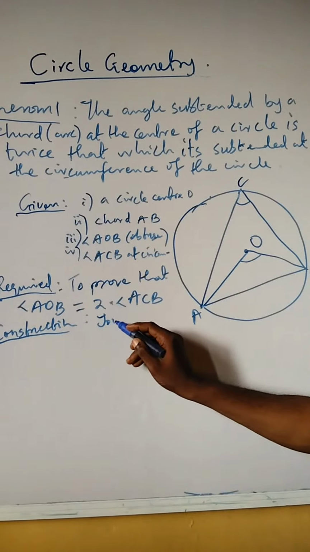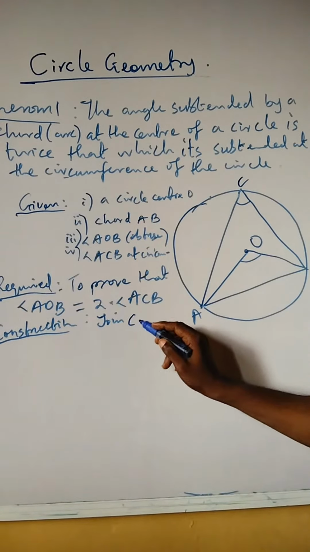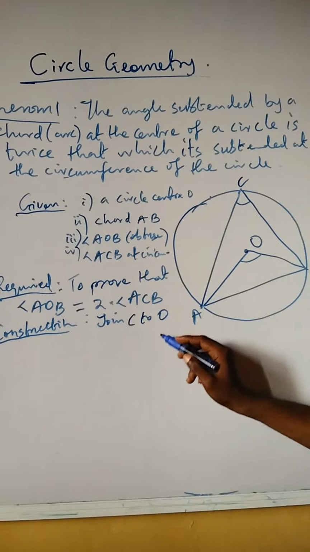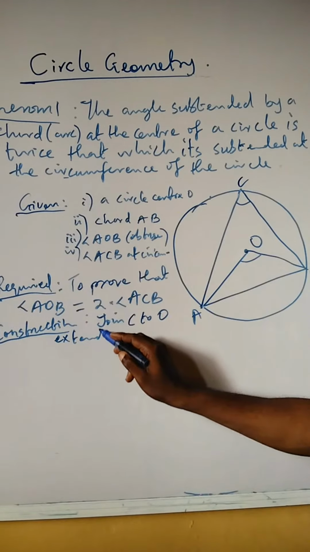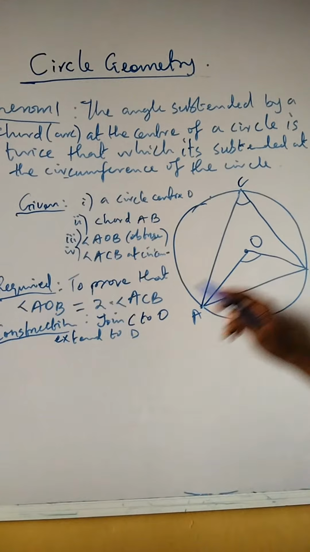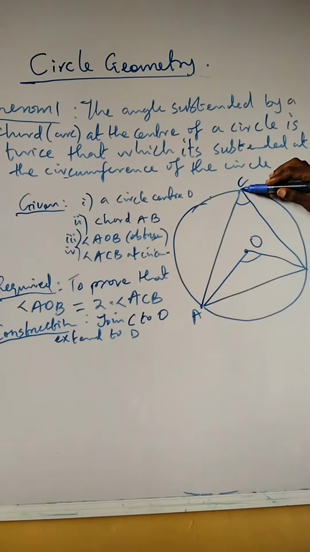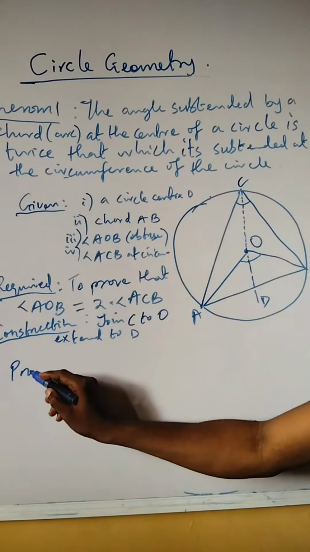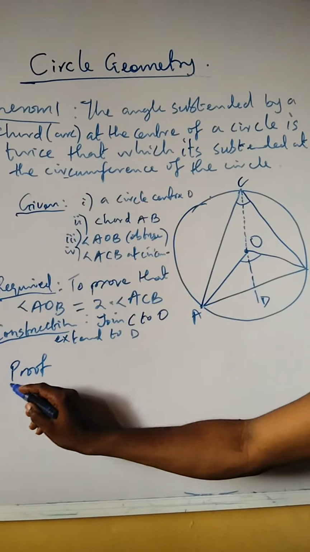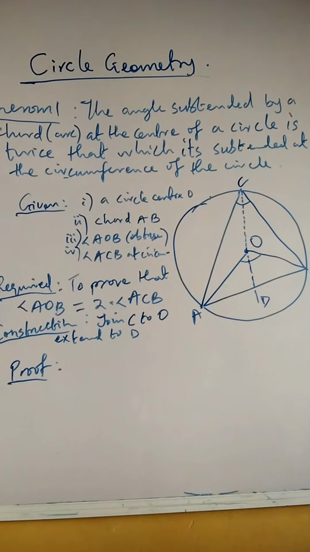Join C to O and extend it to a letter D. So by the construction here, we join point C to point O and extend it to maybe letter D here. Now, going to the proof, from what we have, this construction line has divided this shape into 2 triangles.